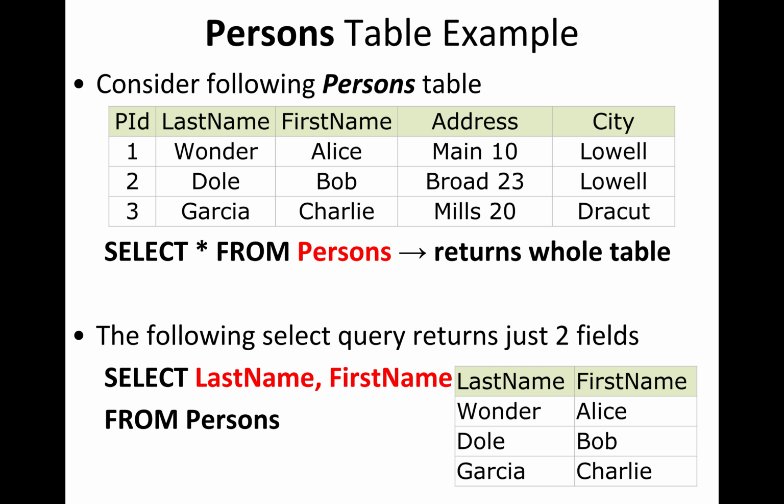Okay. Here's a very simple example of retrieving all the persons from the table persons, which returns the entire table, or only a subset of the fields. Here's a projection, right, of retrieving all the persons. So we have last name and first name only.